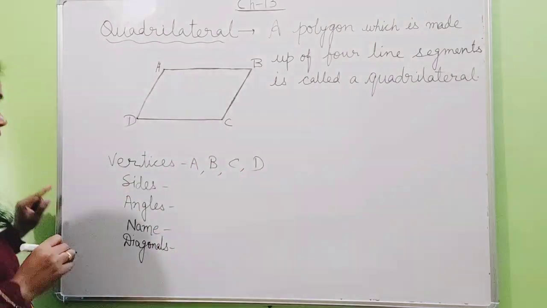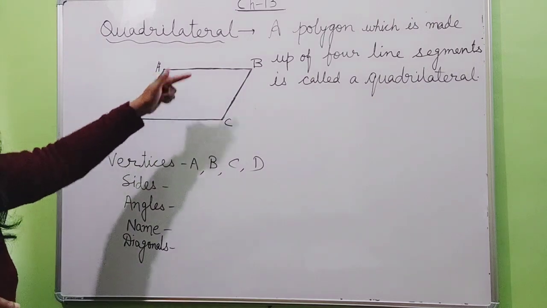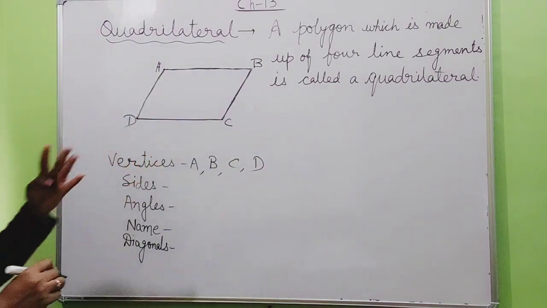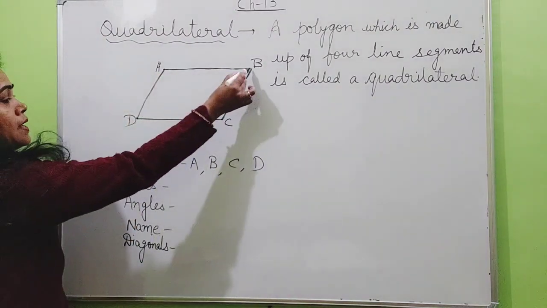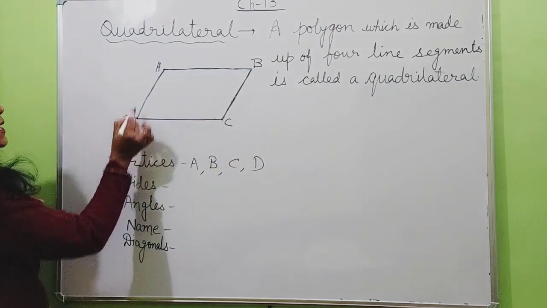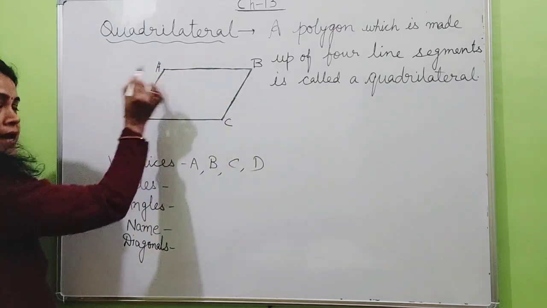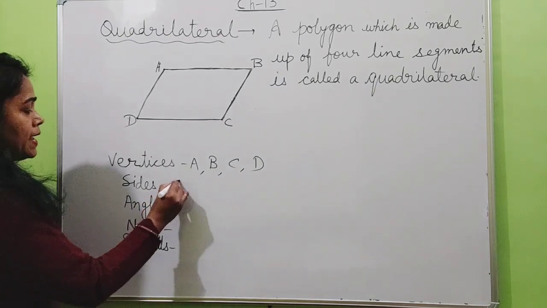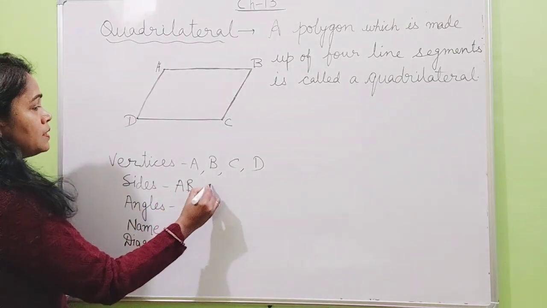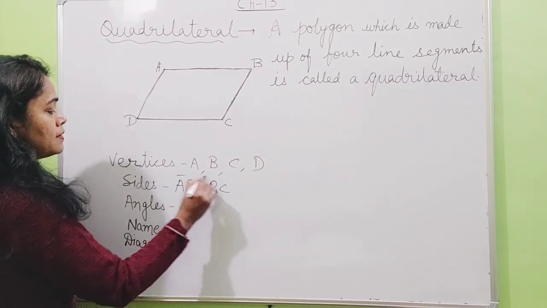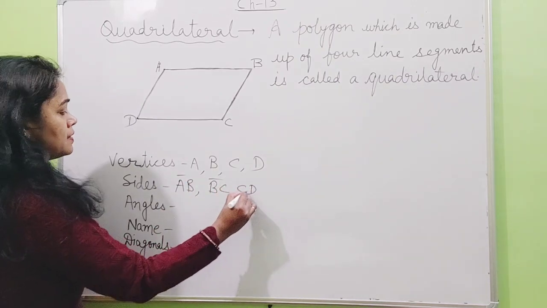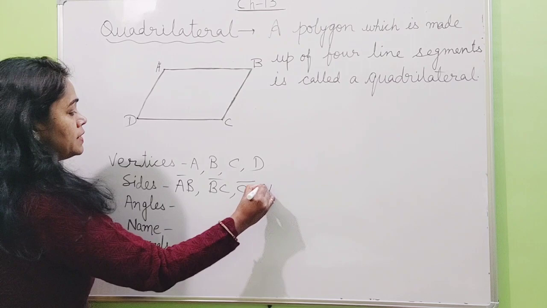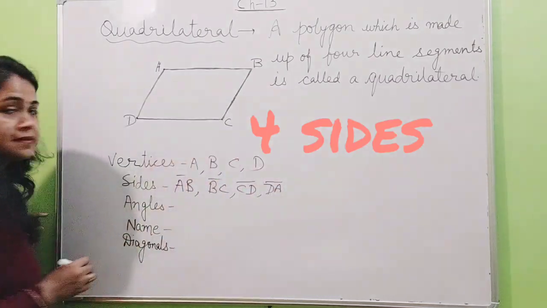4 vertices. Next, how many sides does it have? 4 sides. So, you just see AB, BC, CD, DA, or you can say BA, anything. You know how to name a line segment. So, you will write AB, BC, CD and DA. These are the sides.